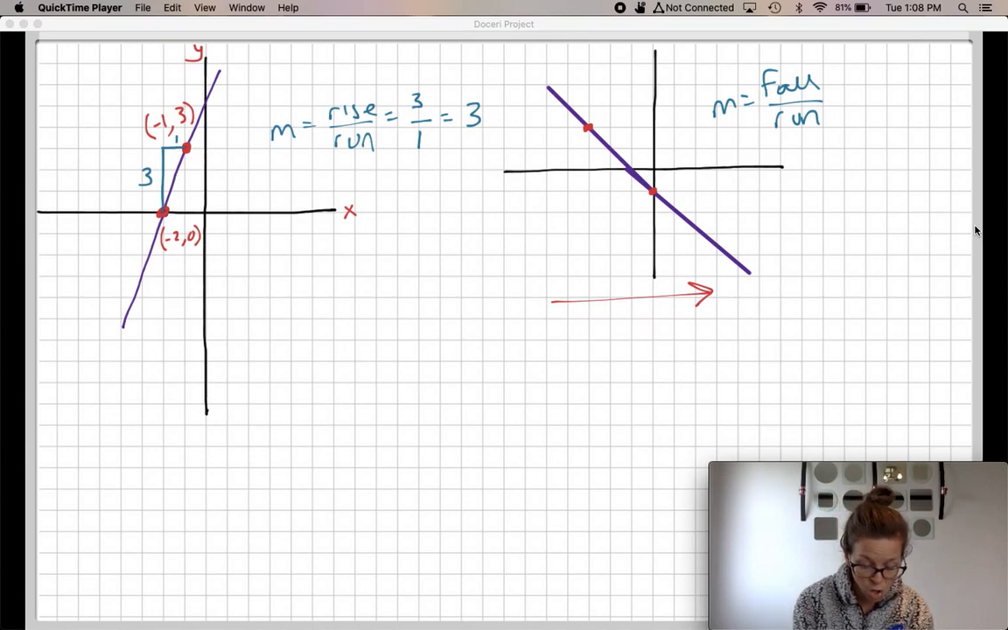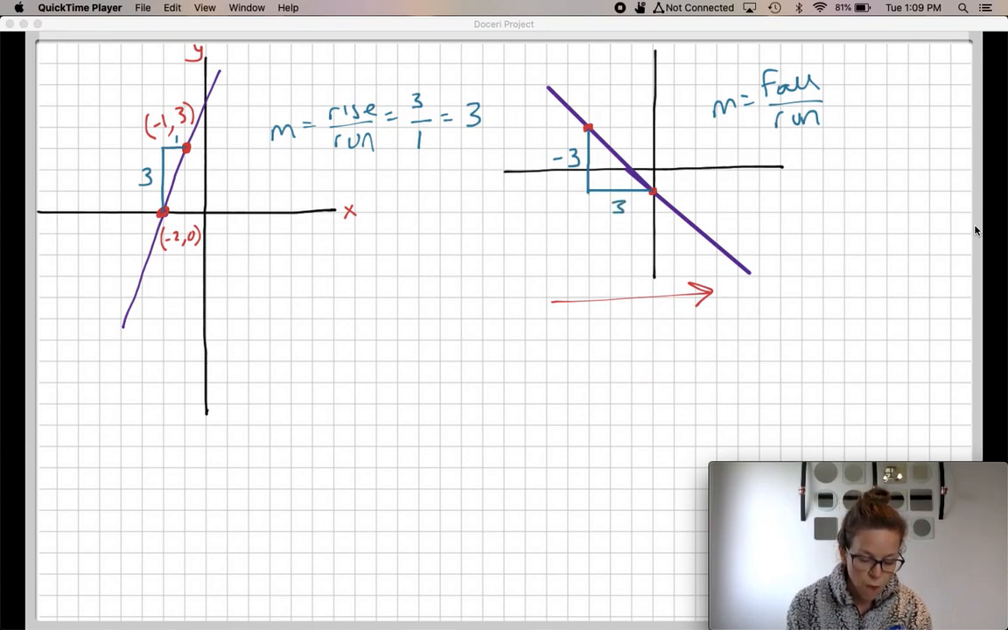So our fall with these 2 points is 1, 2, 3, and I'm going to call that a -3 because it's a fall. And then I'm going to run. We always run to the right because that's how we read a book. So we always run to the right. Good lesson in life too. Always run to the right. Do the right thing, right?